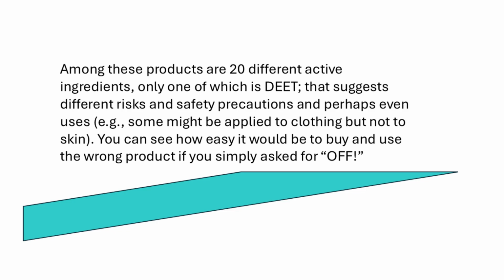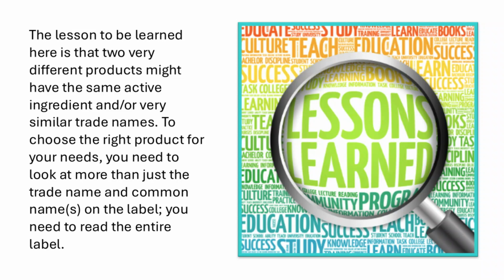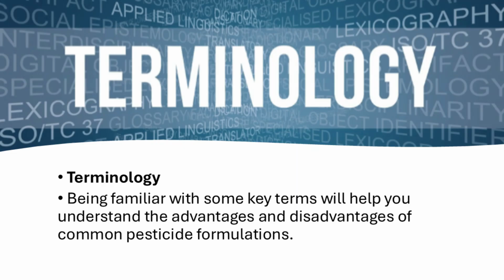You can see how easy it would be to buy and use the wrong product if you simply ask for OFF. The lesson to be learned here is that two very different products might have the same active ingredient and/or very similar trade names. To choose the right product for your needs, you need to look at more than just the trade name and common names on the label. You need to read the entire label.